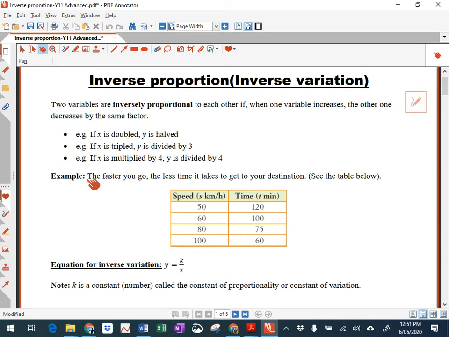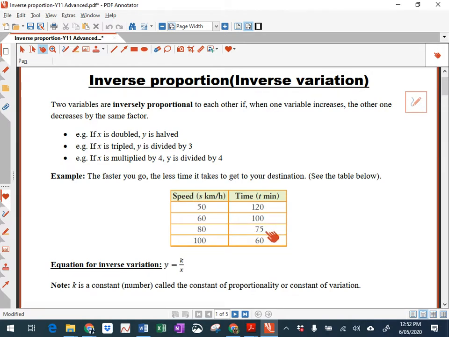Now here's an example. The faster you go, the less time it takes to get to your destination. That's an example of inverse variation. So have a look. We've got a speed of 50 kilometers an hour, taking 120 minutes for the journey. And as our speed increases, what happens? The time taken decreases. As our speed increases now to 80, the time taken decreases.